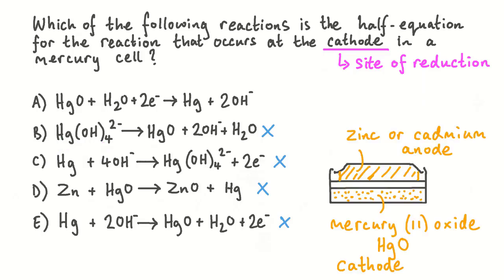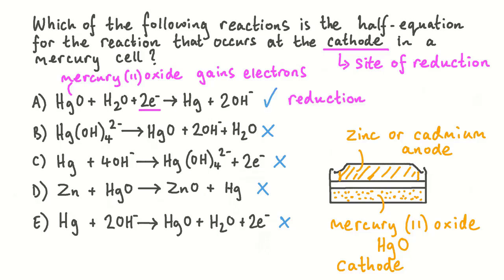Mercury cells contain mercury(II) oxide, or HgO, at the cathode. In answer A, we see mercury(II) oxide gaining electrons. Mercury(II) oxide is the correct species for the cathode in our cell, and it's involved in a reduction reaction here. This is the correct answer.